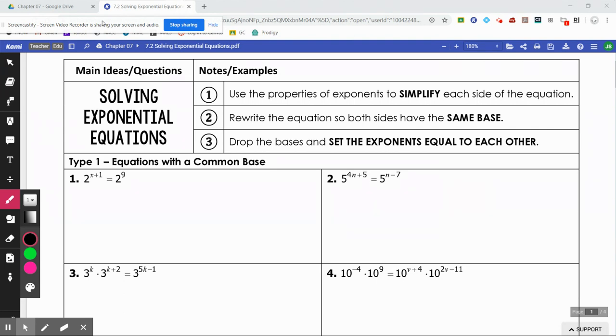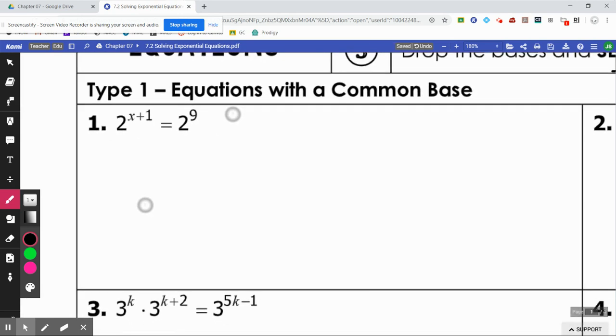So here we go. Use the properties of exponents to simplify each side of the equation. Step 1. Rewrite the equation so that both sides have the same base. Now, what can we do if we can't write them as the same base? That's what's going to be later on in the chapter. Then we're going to drop the bases, and we're going to set the exponents equal to each other, and that's it. So number 1, zoom in.